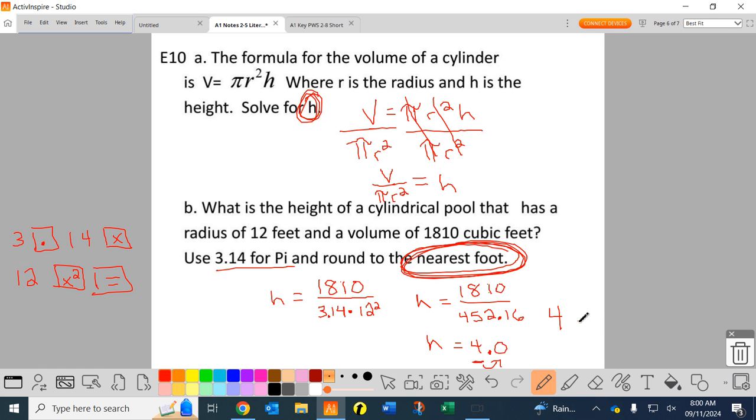What is the unit that goes with the measurements that are not the actual volume? What unit would I put on here? What's the radius, guys? Feet. Radius is feet, so this is going to be feet. Okay, when you're working backwards in those kind of formulas, you're not doing the square units, not doing the cubic units, it's the regular units.